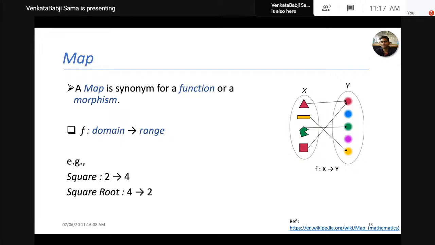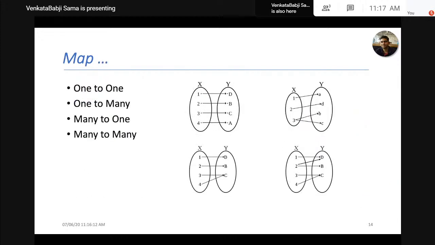In mathematics, we say that 2 is mapped to 4 or 4 is mapped to 2. In this particular case, they happen to be inverse. So square and square root happen to be inverse, but let us remind ourselves that's not always the case. That's the reason we need to pay attention to direction. If 2 maps to 4, it doesn't mean 4 maps to 2. And there is another dimension to maps, depending on how they translate. There are 1-to-1, 1-to-many, many-to-1, many-to-many, as you might be familiar. I just put them together to refresh our memory.